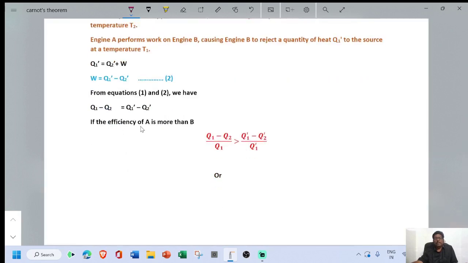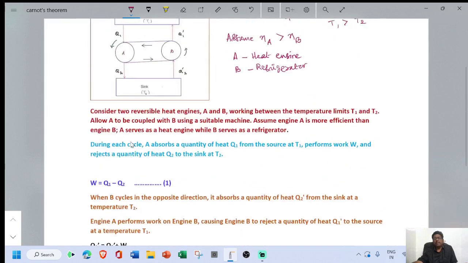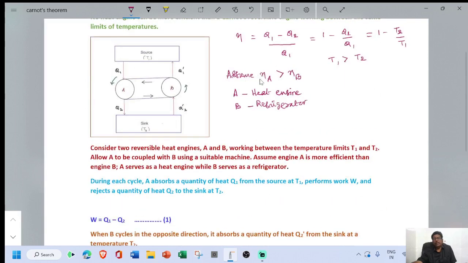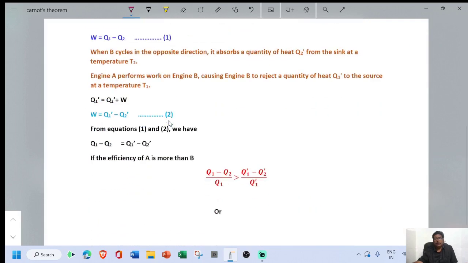If the engines A and B are having different efficiencies, we assumed that engine A is more efficient than engine B. We can write (Q1 minus Q2) by Q1 is greater than (Q1 dash minus Q2 dash) by Q1 dash.